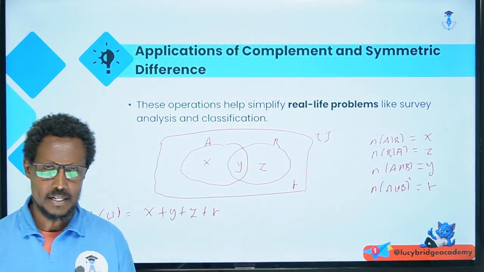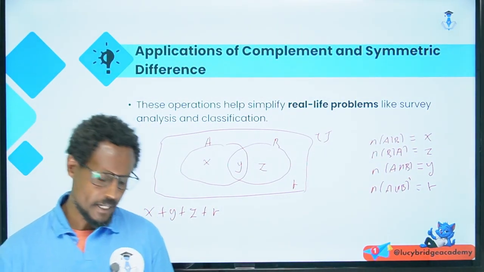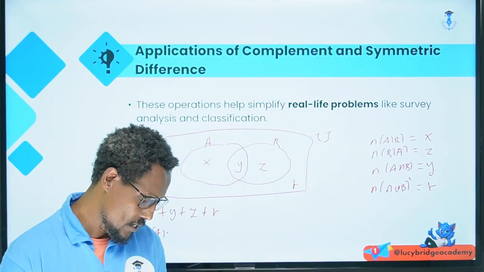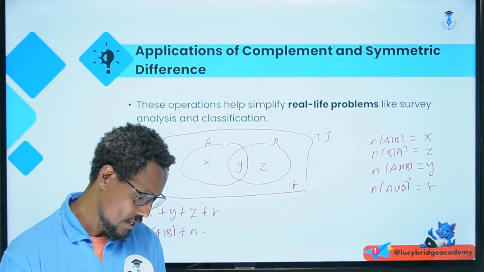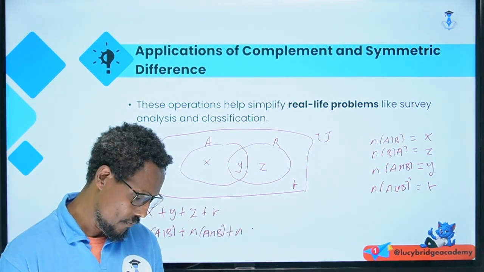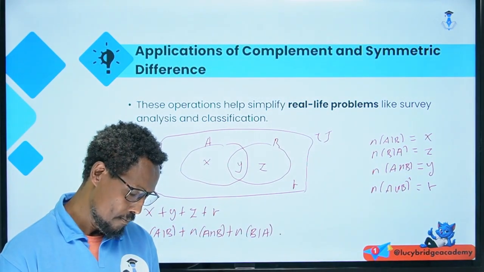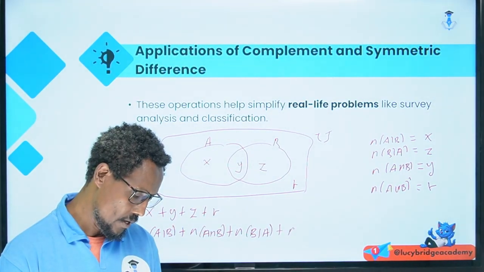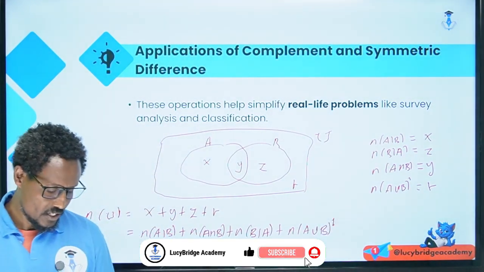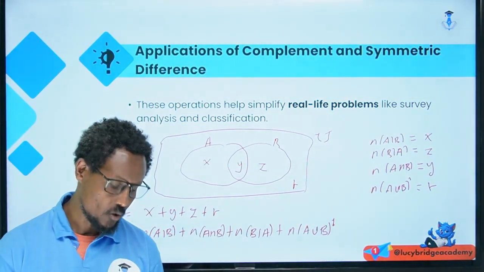That means A without B plus A intersection B plus B without A plus A union B complement. This means number of A without B plus number of A intersection B plus number of B without A, or only in B, plus number of A union B complement. Okay, A union B complement. The sum of this gives us the total number of the population, or the total number of the set.